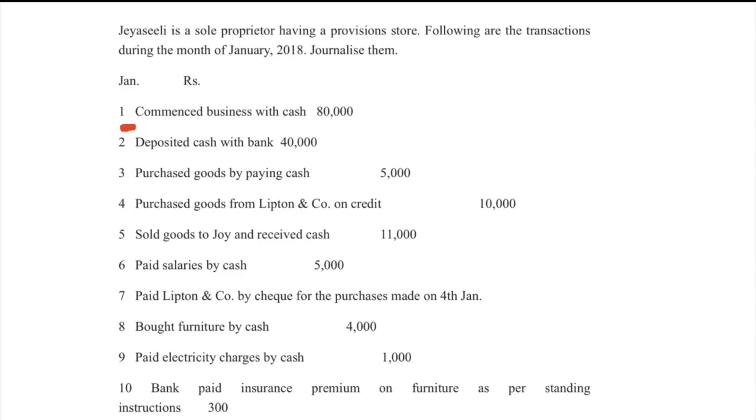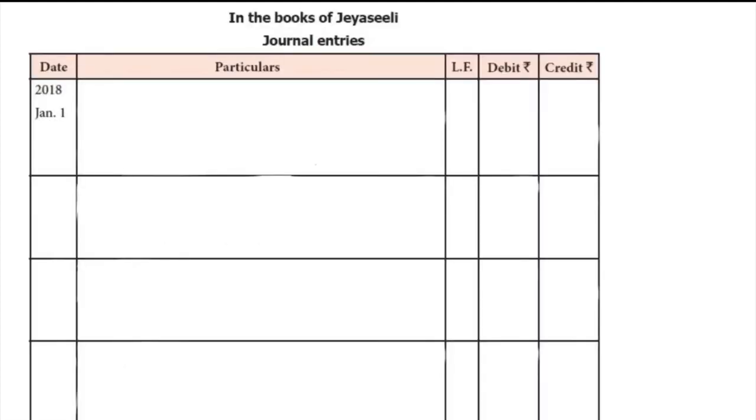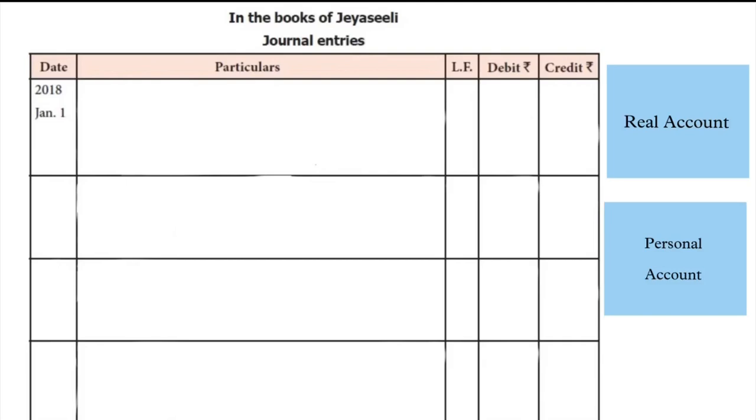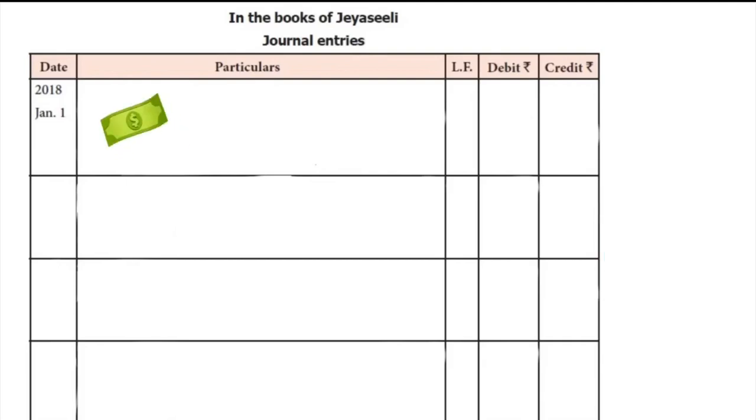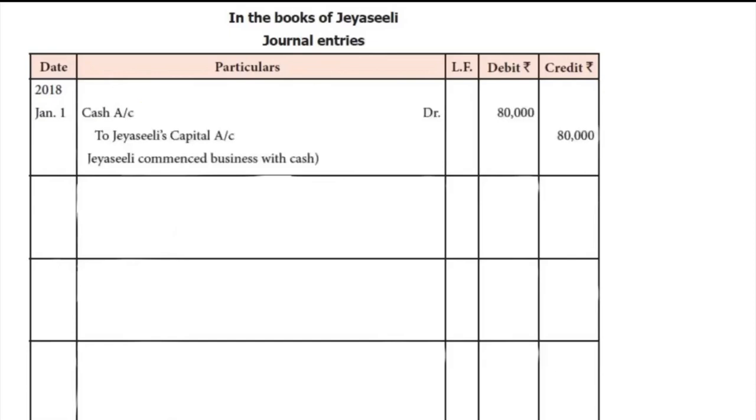The first transaction on January 1st says that the proprietor commenced business with cash 80,000. The accounts here are a real account and a personal account. So we debit what comes in, which is cash, and we credit the giver, which is the capital account. Hence the entry we pass is cash account to capital account, being J. Sali commenced business with cash.